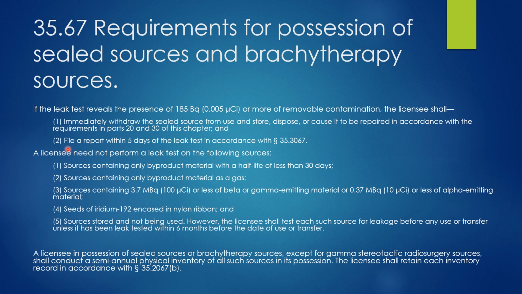And then also, if it has a half-life of less than 30 days, you don't have to do a leak test on it. And of course, that makes sense because you're only leak testing them every 6 months. A licensee in possession of sealed sources shall conduct semi-annual physical inventory as well. So this is what tells us that twice a year you have to do inventory and leak testing. And then those records need to be kept for 3 years as well.